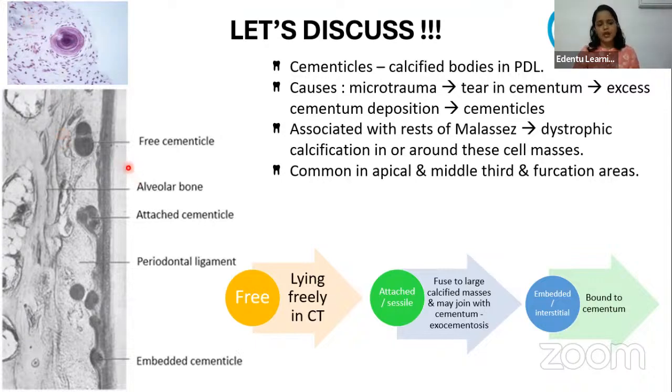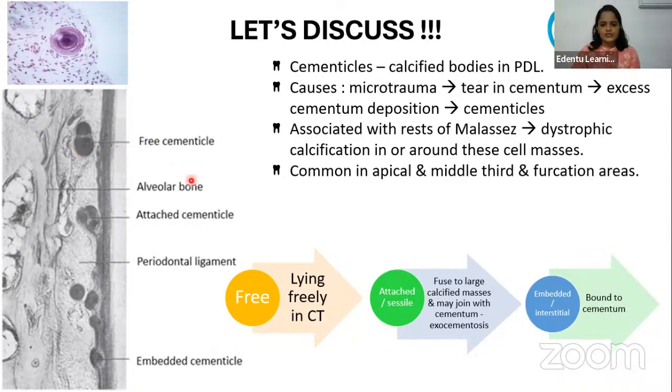Okay. So these cementicles can be classified into three types. One is the free cementicle. The second one is the attached or sessile cementicle, and the third one is the embedded or the interstitial cementicle. Free cementicle means, this is the cementum, this is the periodontal ligament, and this is the alveolar bone here. So free cementicle means it is lying freely in the connective tissue of the periodontal ligament. Such cementicles are called the free cementicles.